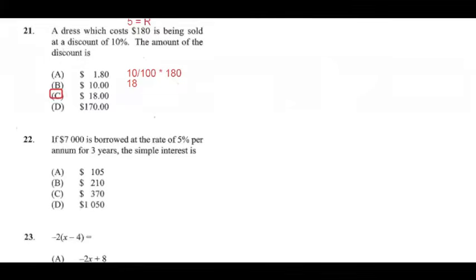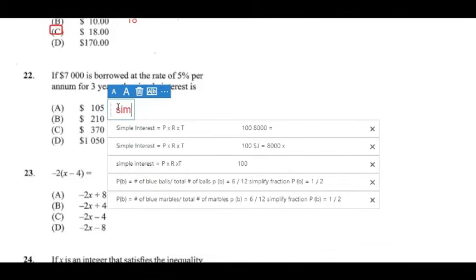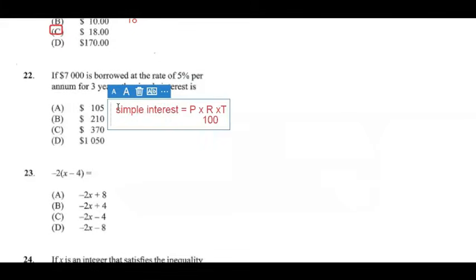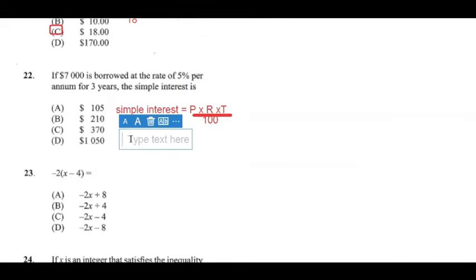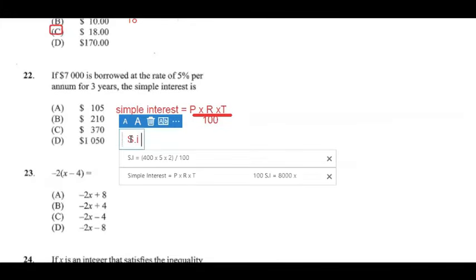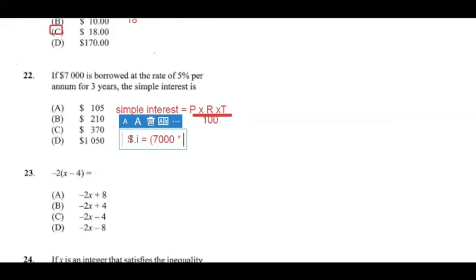So 22, if $7,000 is borrowed at the rate of 5% per annum for 3 years, the simple interest is, so guys, remember, simple interest is equal to principal times rate times time, and all of that is divided by 100. And in this case, we're now trying to find the simple interest, where in part 1 of this series we were trying to find the rate. So therefore simple interest is equal to the principal of 7,000 multiplied by the rate of 5% multiplied by the time of 3 years, and all of that is divided by 100.